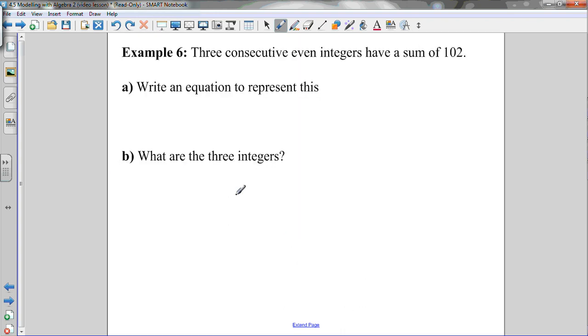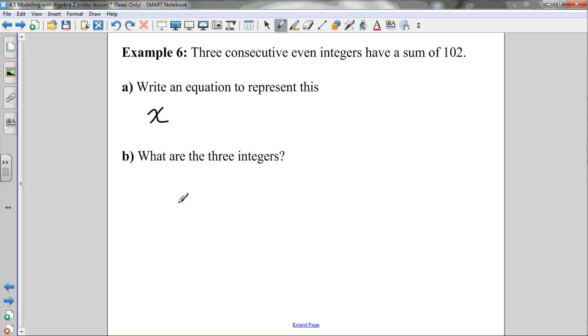Example number 6. 3 consecutive even integers have a sum of 102. Okay, so this one's very similar to the last one, but this time I need to make sure they are even integers. Okay, so my first integer, I can't just use x, because x could represent any number. It could represent an odd integer. It could represent 5. I want to make sure that my expression doesn't represent an odd integer.